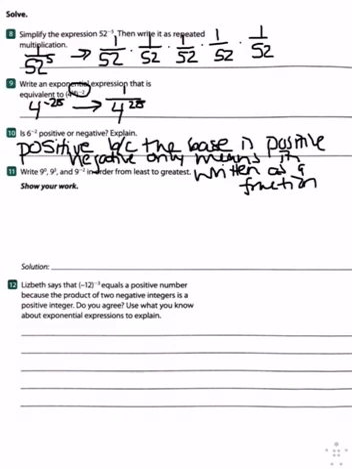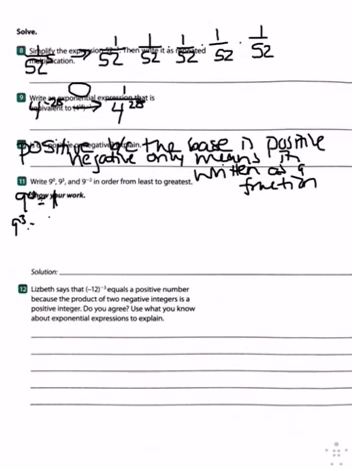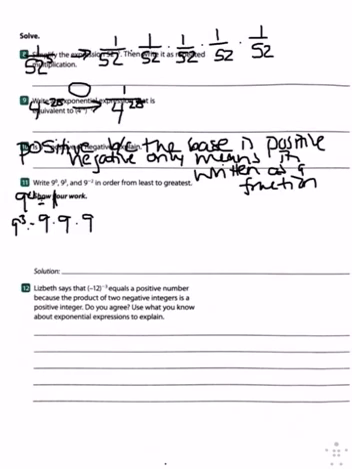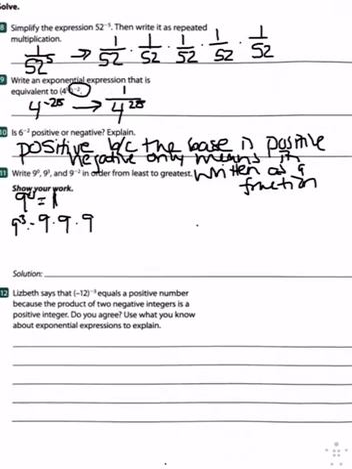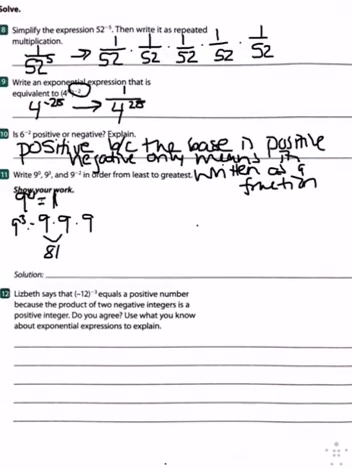Number 11. Write 9 to the 0 power, 9 to the third, and 9 to the negative second in order from least to greatest. So 9 to the 0 power is 1. 9 to the third power is 9 times 9 times 9. 9 times 9 is 81. 81 times 9 is 729. And 9 to the negative second is written as a fraction, 1 over 9 squared, which is 1 over 81.